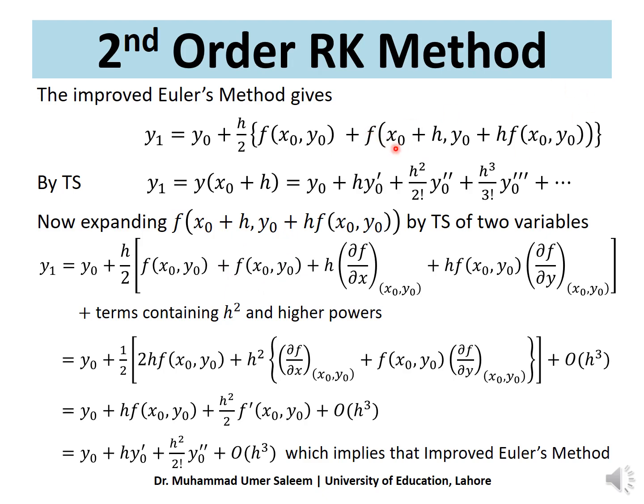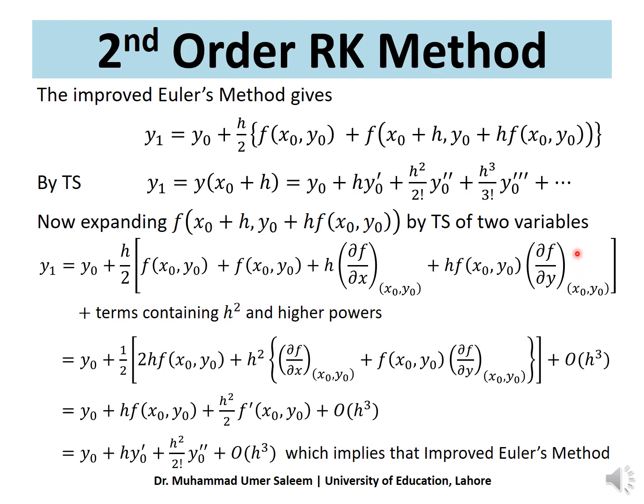So what will be the expansion? The expansion of this function will be f of x naught, y naught, plus the change in x, which is h, times partial f by partial x at x naught, y naught, plus h times partial f by partial y at x naught, y naught. Here, since it was x, partial x by partial x is 1. So in this case here it will be partial y by partial x.